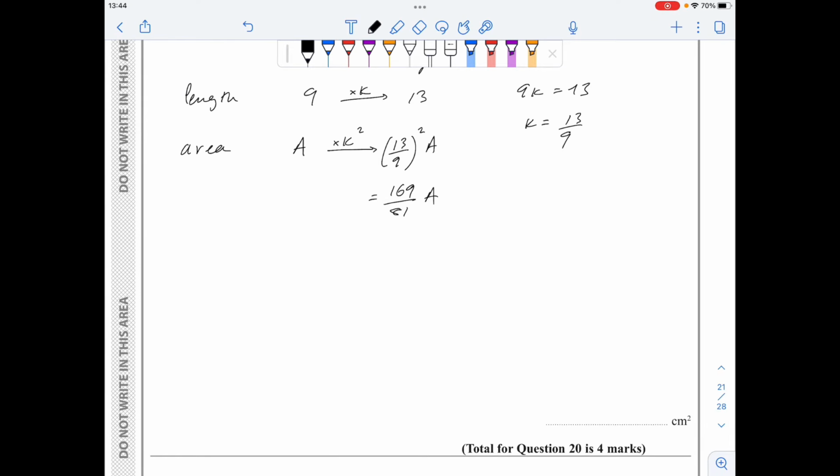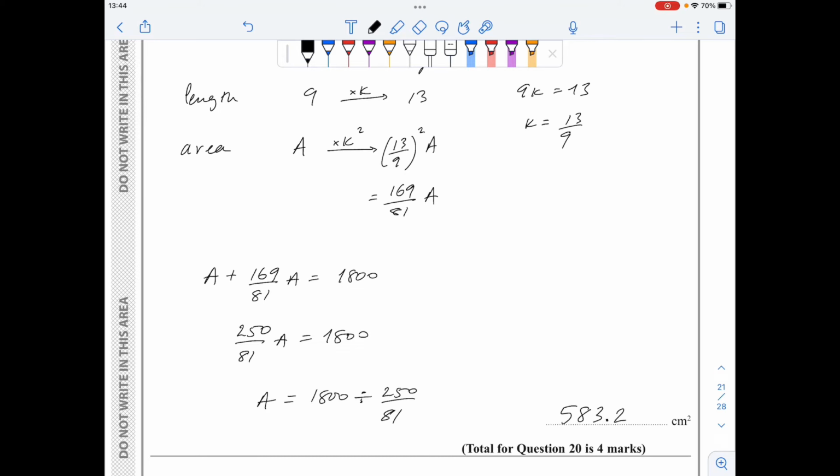So if I add the two areas, A plus 169 over 81 A, I should get 1800, which is given in the question. So 250 over 81 A on the left equals 1800. So the value of A is given by 1800 divided by 250 over 81. The calculator will do that, and the answer is 583.2 centimeters squared.